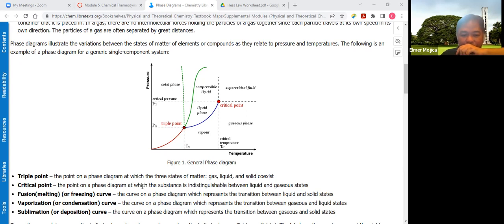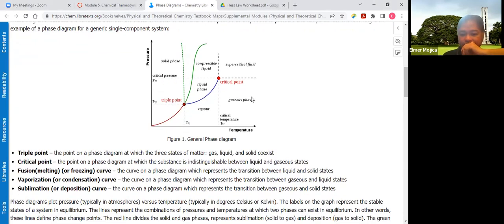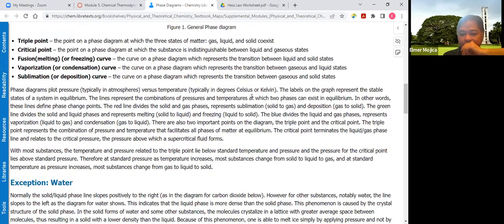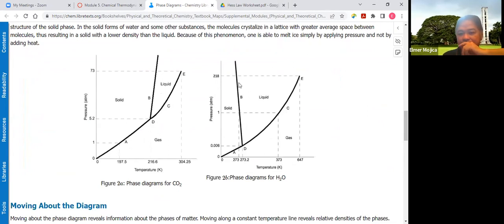So critical point, this is the point on the diagram at which the substance is indistinguishable between liquid and gaseous phase. Kahit taasan mo yung pressure niya or temperature. Now, ito yung tinatawag nating fusion curve, yung between solid and liquid. So it's the one here. And then the vaporization curve, the blue one. And this is the sublimation curve. Okay? Now, an exception nila dito ay yung tinatawag nating water. So tingnan nyo yung curve ng water.